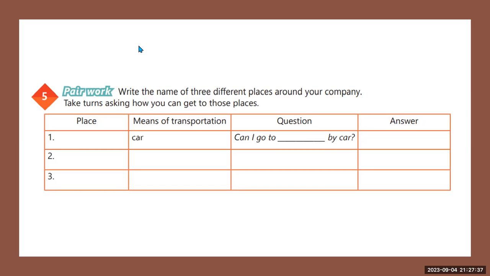Number two, City Tower. Means of transportation, taxi. Question, can I go to City Tower by taxi? Yes, you can. Number three, place, EPA, means of transportation on foot. Question, can I go to EPA on foot? Answer, yes, you can.